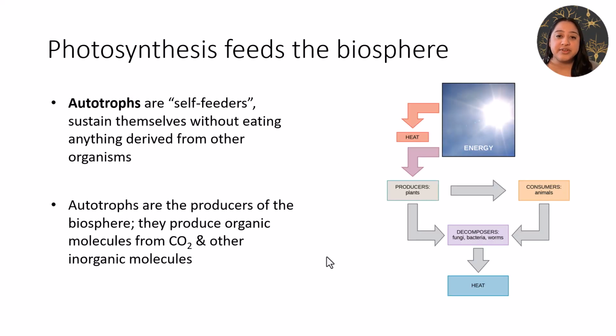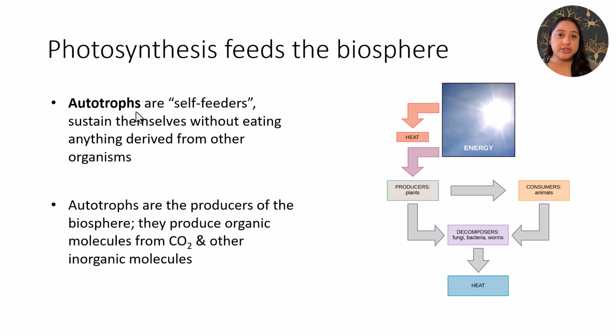We have different terms for different kinds of organisms depending on where they get their energy. Autotrophs are what are called self-feeders. Auto means self, and troph usually refers to energy. So autotrophs are self-feeders. They sustain themselves without eating anything derived from other organisms. Autotrophs are the producers of the biosphere.